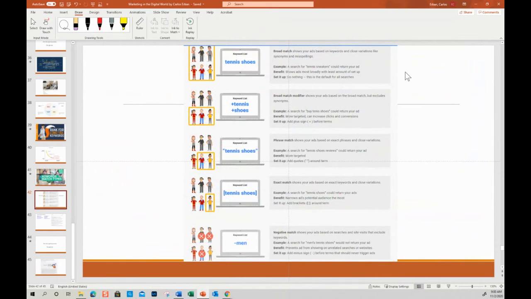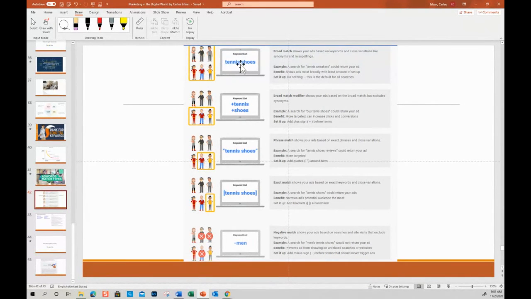Oh, here it is. So this example was in my subconscious maybe because I had already seen it from somewhere else. So let's go through this example. So you have the broad match, okay, would be tennis shoes, right?